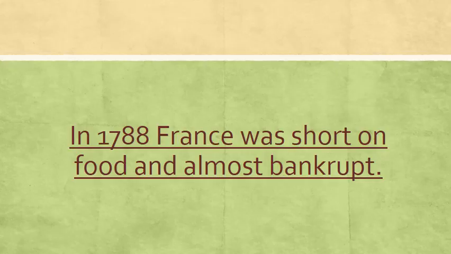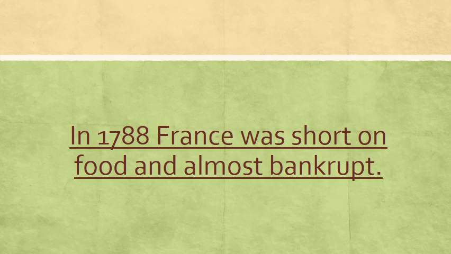And of course, problems were getting worse in France. Not only were they very poor and most of the population without a voice or representation, and getting taxed heavily, but there were more problems brewing in France. And you can write down in your notes: in 1788, France was short on food and almost bankrupt. I'll read that again for you, and you can write it down. In 1788, France was short on food and almost bankrupt.